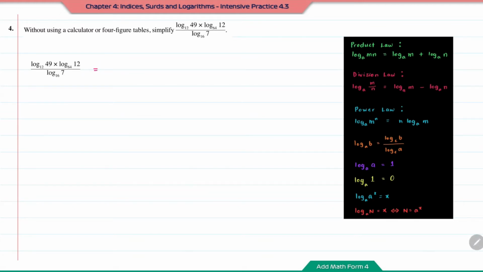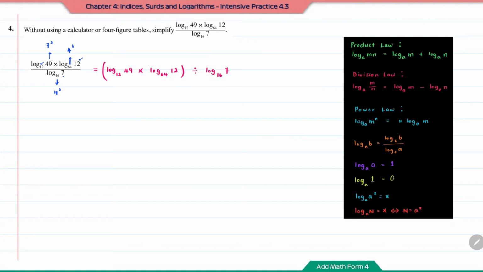So first, I can write this as log base 12 of 49 multiply log base 64 of 12. I'm going to put a bracket here, divide by log base 16 of 7. Now, if you look at all the numbers here, they have connections to each other. For example, the number 12 here with this 12. This 49 we can write as 7 squared, which has a connection with this number 7. This 16 we can write as 4 squared. And this 64 we can write as 4 cubed.